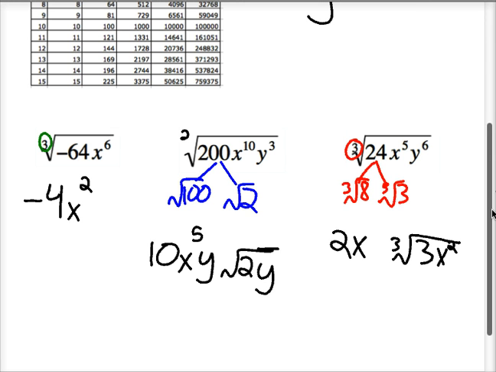Now for the y. How many times can 3 go into 6? Well, 3 actually goes into 6 twice. Because that comes out perfectly, there actually isn't any piece left behind inside the radical. It just gets to stay nice, just like that.